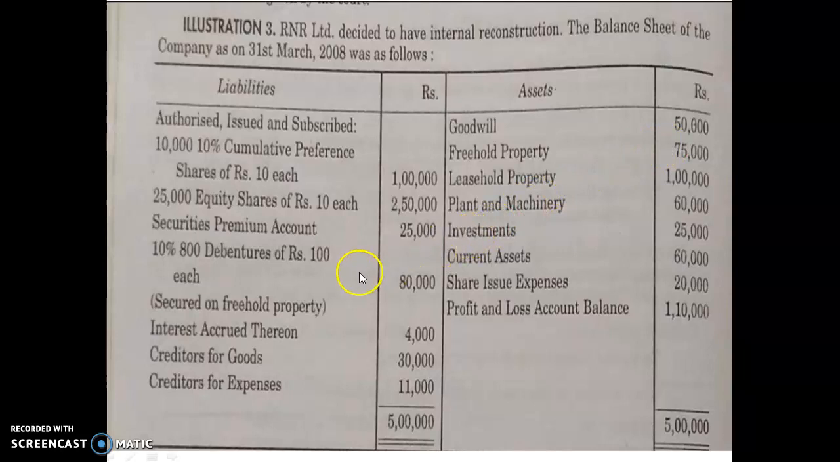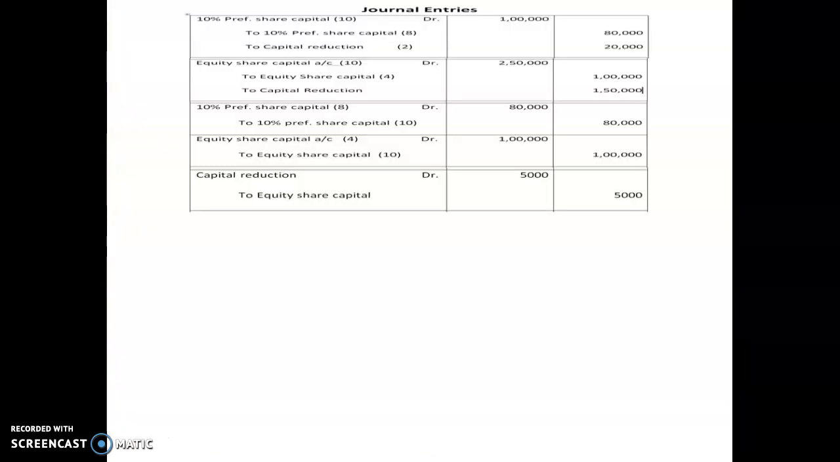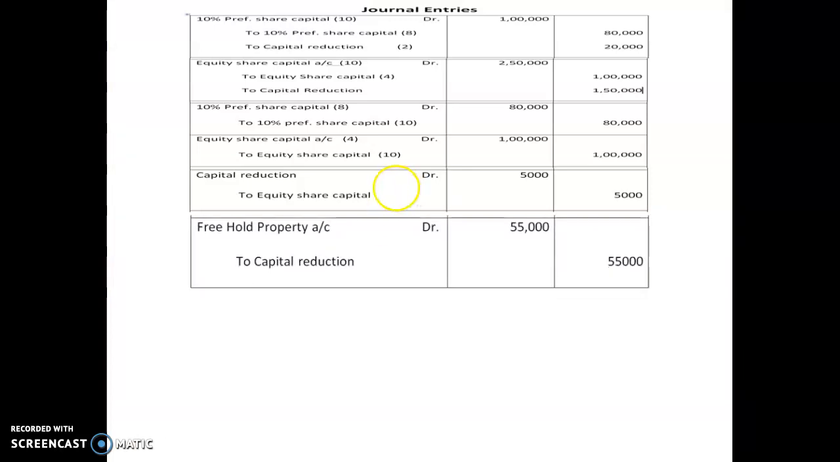Then debenture holders. What we have to give to the debenture holders from our company is the debenture capital of rupees 80,000 and accrued interest thereon rupees 4,000. So total 84,000 rupees was due to them. So against 84,000 they took over our freehold property of rupees 1,30,000. So the entry will be, first, appreciation in the value of freehold property account to capital reduction 55,000.